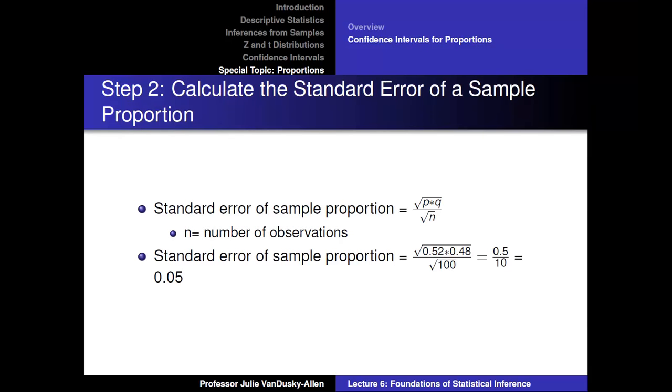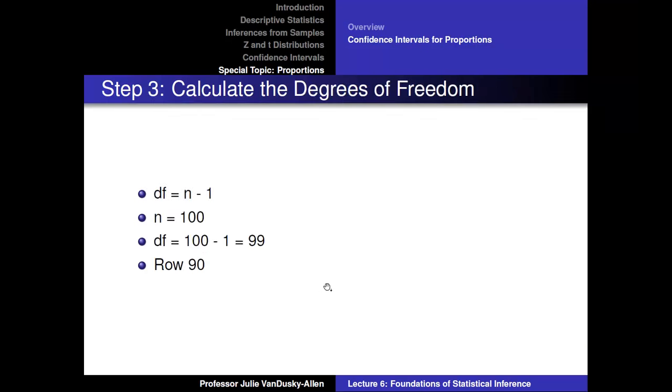Next, we have to calculate the standard error of the sample proportion. The standard error of the sample proportion is the square root of P times Q, and that value divided by the square root of the number of observations. So in this case, the standard error of the sample proportion is the square root of 0.52 times 0.48, and that value divided by the square root of 100, which is 0.05. Next, we have to calculate the degrees of freedom to find our t-statistic. Recall that the degrees of freedom is the number of observations minus 1. So in this case, we had 100 observations, so 100 minus 1 is 99.